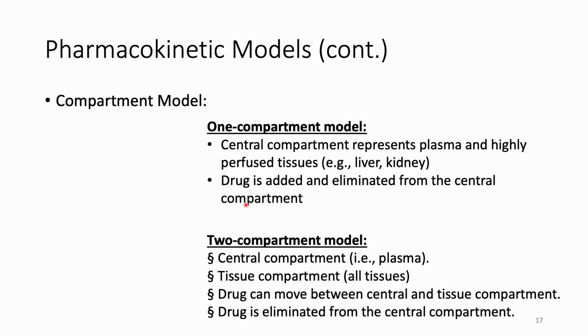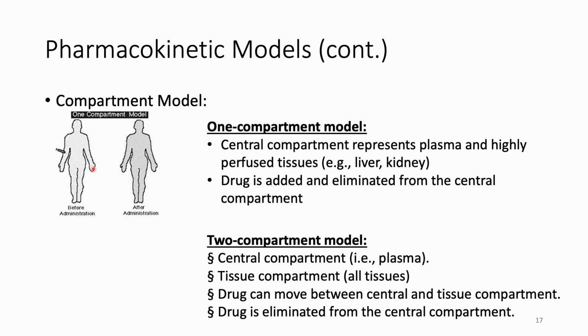Now we go to the detail of the compartment models. The one compartment model represents plasma and highly perfused tissue, where the drug is distributed very quickly, for example to the liver or kidney. After it has reached a certain equilibrium state, the drug will be eliminated from the central compartment.